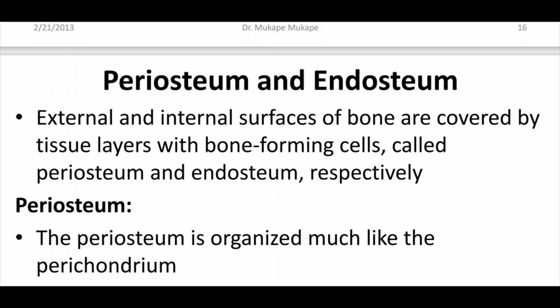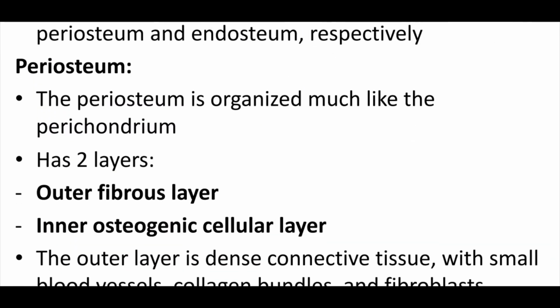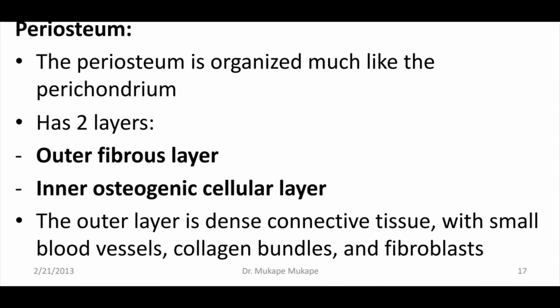So the periosteum is organized much like the perichondrium. The perichondrium is the outer connective tissue layer of cartilage. The periosteum is the outer layer of bone, and it has two layers. It has the outer fibrous layer and the inner osteogenic cellular layer.